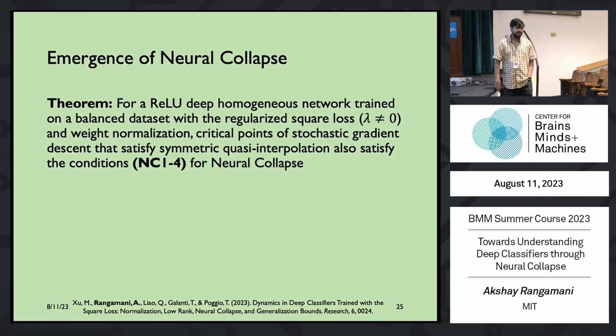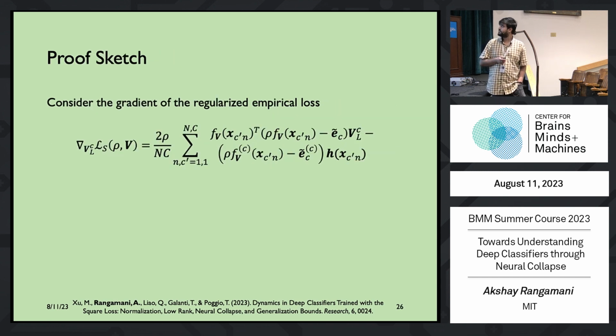So given that you hit points that are the global minimum of the square loss, the output of your function is going to be aligned with the labels. We can show that the conditions of neural collapse are satisfied at the points where you achieve this. And how we show this is fairly straightforward. You take the gradients and analyze the critical points of stochastic gradient descent, and we should be able to get the conditions.